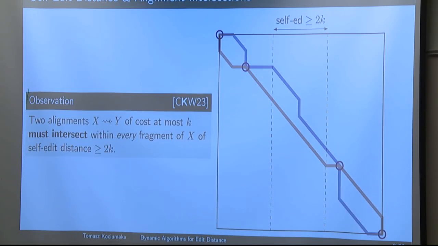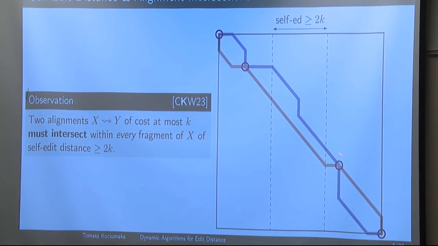Okay, and the way we want to use it actually is some kind of a converse implication. So whenever we have two cheap alignments of cost at most k, and whenever we have a region in the string x, let's say, whose self-edit distance is sufficiently large, at least 2k, then we will guarantee that these two alignments must cross somewhere, unlike in this picture.